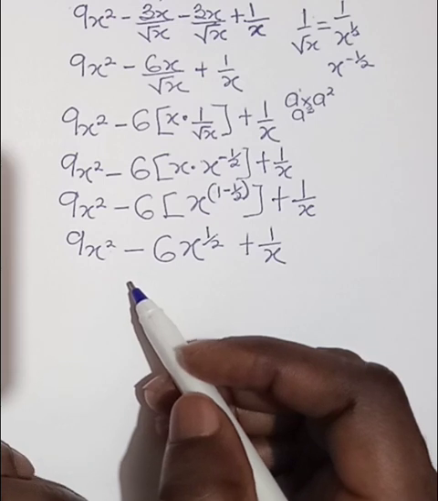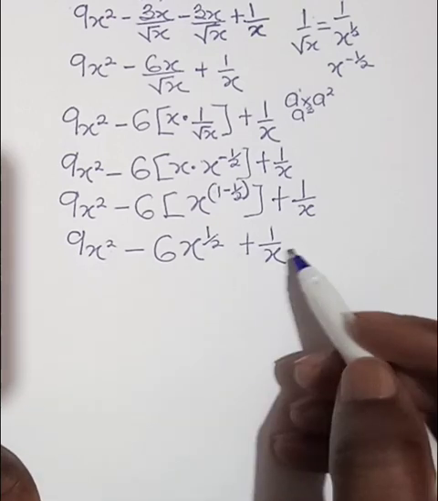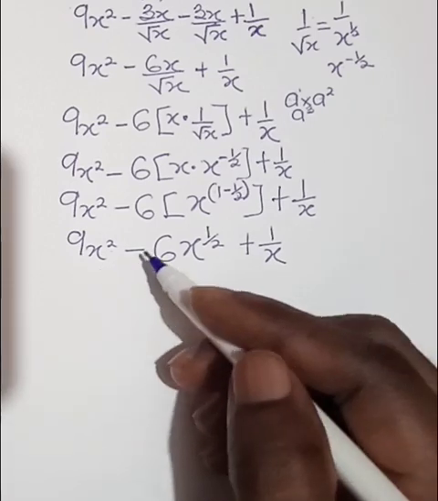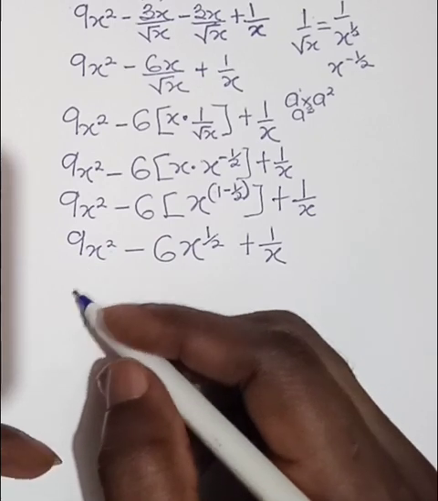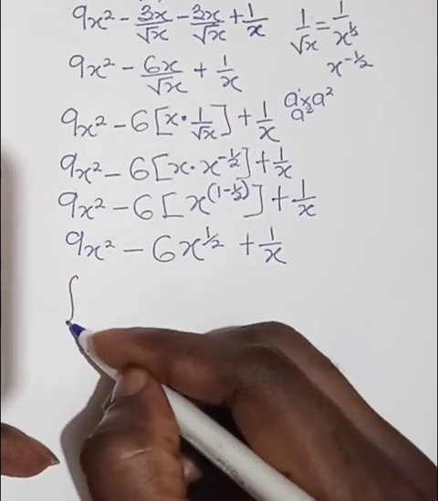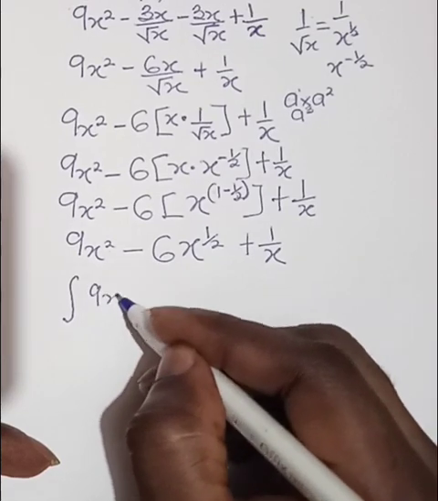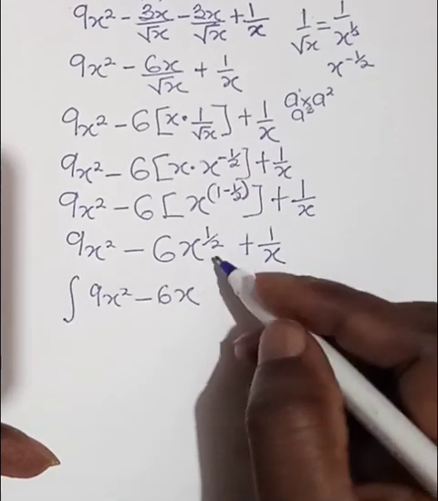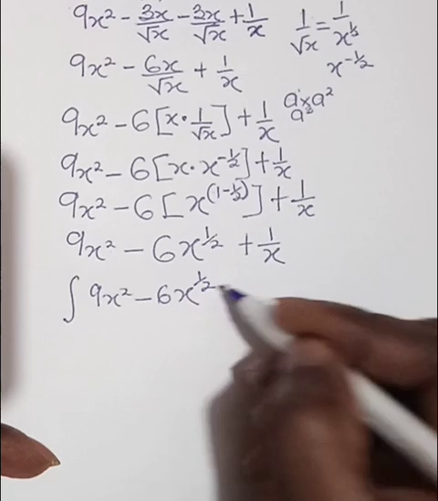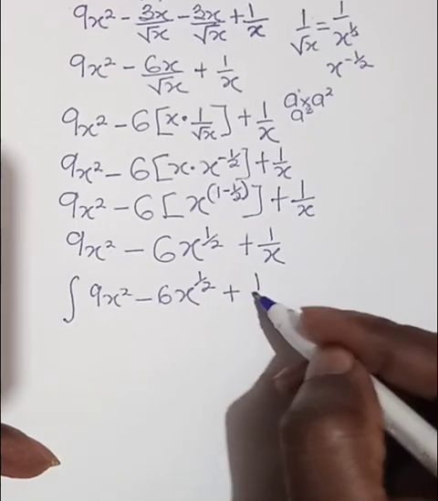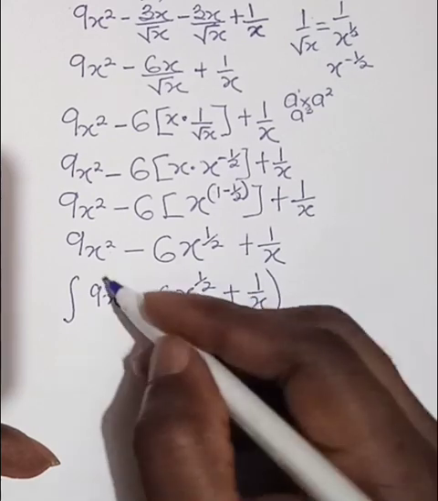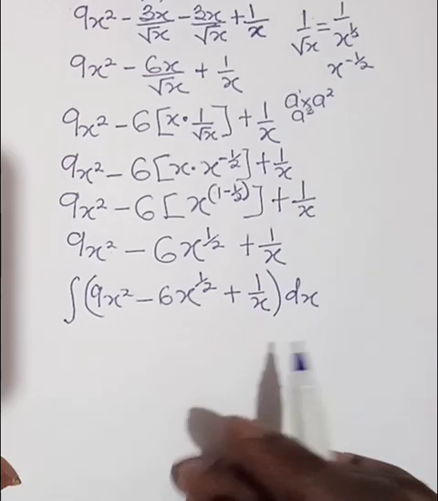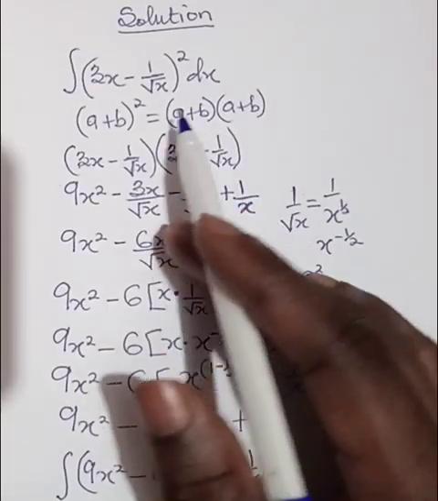So once we have this, then we can further move on and then find the integral. So I can put this in the integral. So I have my integral of 9x squared minus 6x exponent half plus 1 on x. So this is what we are going to integrate now. Good. So this is the question.